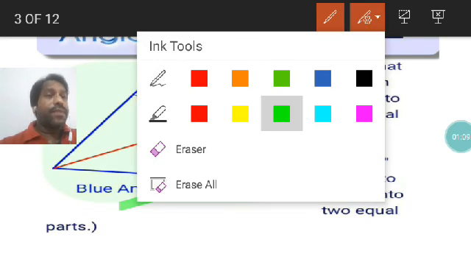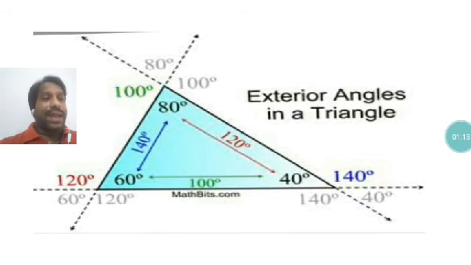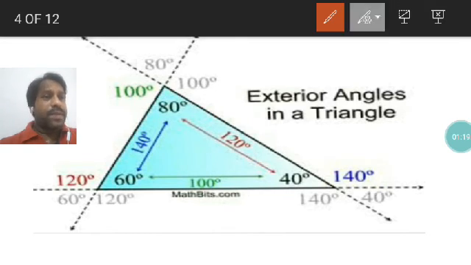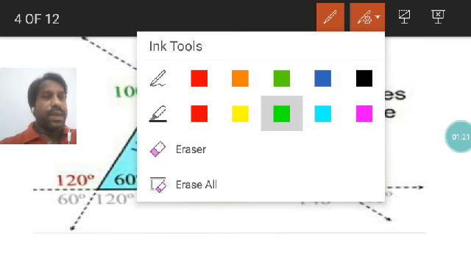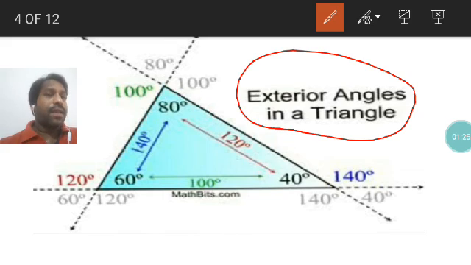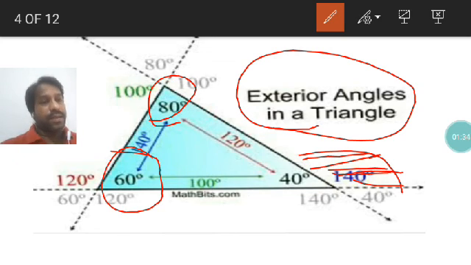the second thing that we are going to study in this chapter is about exterior angle. I have explained this many times in the classroom. What is the exterior angle of a triangle? This angle is called the exterior angle, and it is equal to the sum of the interior opposite angles.